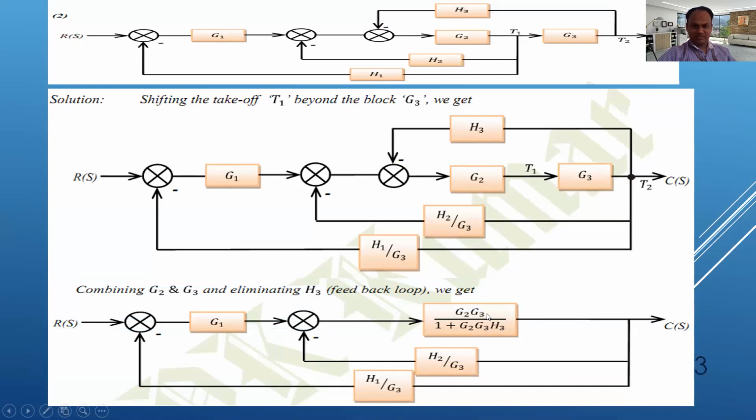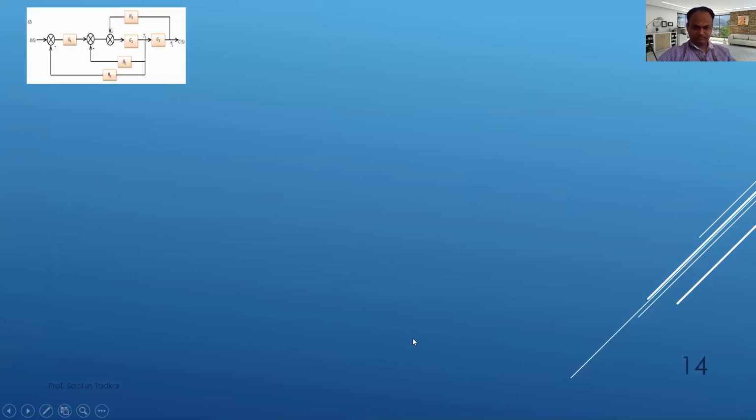G2 multiplied by G3 is G2, G3. And if we apply the feedback loop, 1 plus G2, G3, H3. As it is minus sign here, negative sign is there. So it is 1 plus G2, G3, H3. Then what we are going to do? We are going to solve next step.